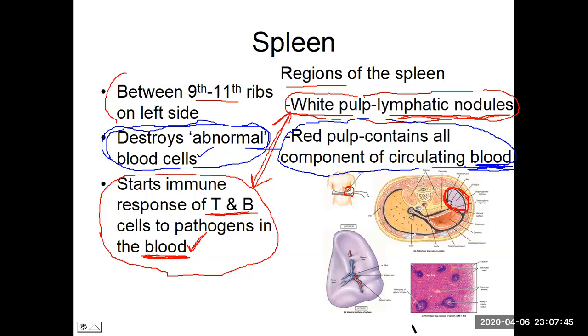So again, this is the anatomy, the organs of our lymphatic system. As a whole, all of these organs, your tonsils, multiple lymph nodes, a single spleen, the Peyer's patches in the intestines, collectively their function makes up our immune system.